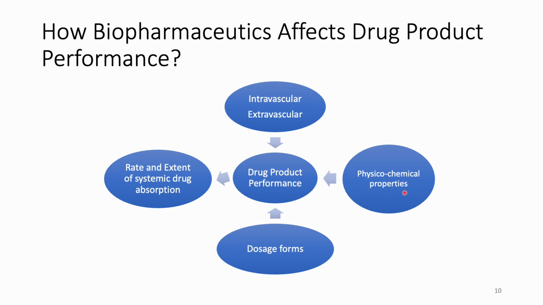Physical chemical properties, for example hydrophilic, lipophilic, amphiphilic, or solubility on its own, can influence the drug product performance. Route of administration can also influence the drug product performance, because different routes of administration, like oral, injection, intravenous injection, subcutaneous injection, etc., can influence the drug product performance. And when the drug product performance is influenced, it can influence the rate and extent of the systemic drug absorption.